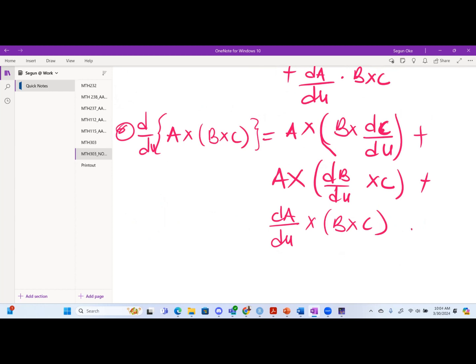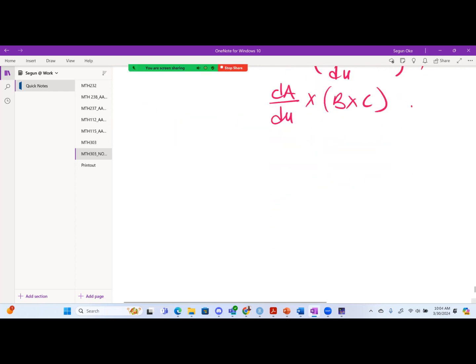Okay. Let me quickly solve d/du of A dot B. I will do that. Then I will also do one of the cross, so that you guys will also have an idea before we move on to the next topic. So let's look at the example.